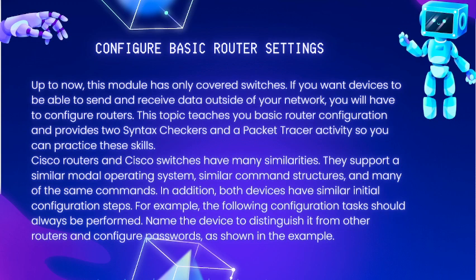Cisco routers and Cisco switches have many similarities. They support a similar model operating system, similar command structures, and many of the same commands. In addition, both devices have similar initial configuration steps. For example, the following configuration tasks should always be performed. Name the device to distinguish it from other routers and configure passwords as shown in the example.